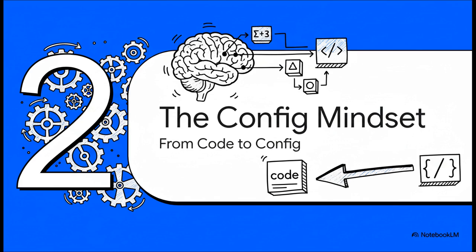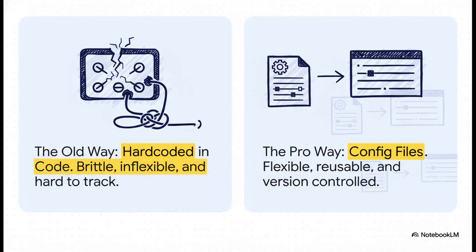Seriously, this is how the pros do it. And the difference is just night and day. Look at this. The old way, hard-coding everything right in your script, it's just so brittle and inflexible. It is a total nightmare to track changes. But the pro way? We use simple config files. This makes your whole project flexible, reusable, and, this is huge, it lets you version control your experiments using tools you already know, like Git.